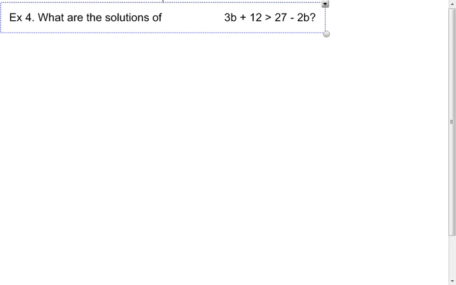Example 4, if you look at this problem, no distributive property, no like terms on the same side of the inequality, but I do have variables on both sides that I don't like. So I need to get rid of one of those. I'm going to get rid of the negative 2b. Again, I'm trying to get rid of the whole thing, not just the negative 2. So I'm going to add 2b to both sides. Inverses cancel. 3b plus 2b is 5b.